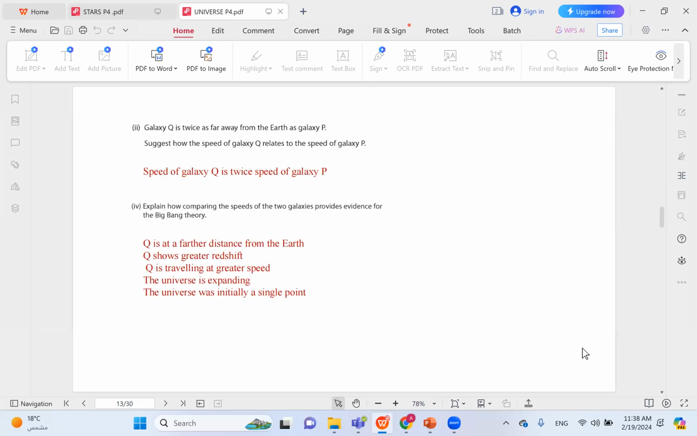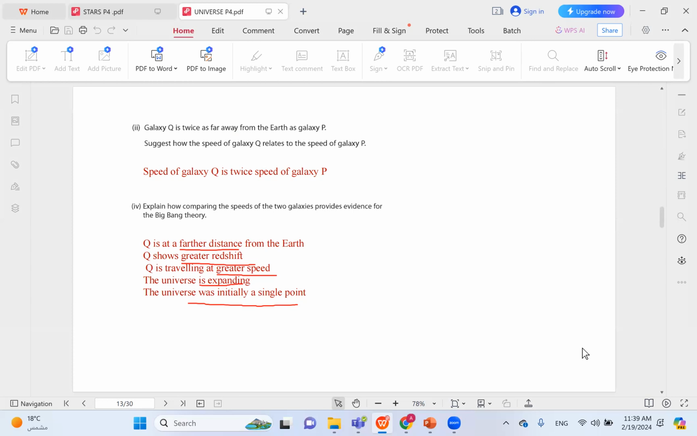So for IV, we know that Q is further away than P. And because it's further away, we will see that it shows a greater redshift, as we said before, and this tells us that it's traveling at a greater speed. This tells us that the universe is expanding, and we can understand from that that the universe was initially a single point, which is what the Big Bang theory is all about. It says that the universe was initially a single point, and it expanded over the years to form the universe in which we now live.